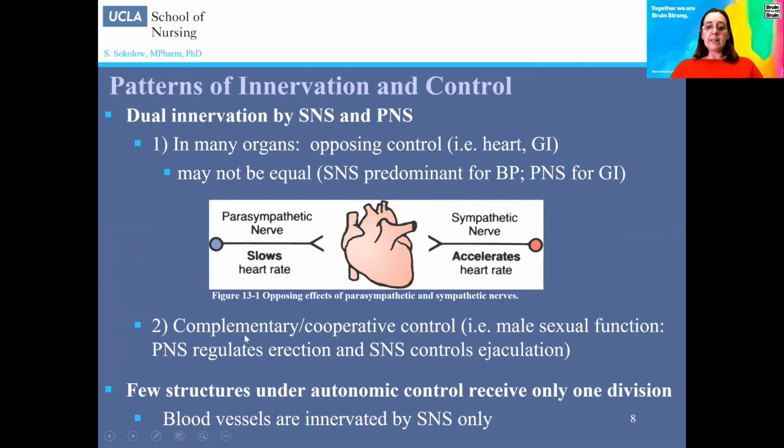Now, in some organs, you have a complementary or cooperative control. So, for example, for the male sexual function, the parasympathetic nervous system regulates the erection, while the sympathetic nervous system controls the ejaculation. So they have a complementary control. And there are a few structures under autonomic control that only receive one division, and that's the case of the blood vessels, which are innervated only by the sympathetic nervous system.